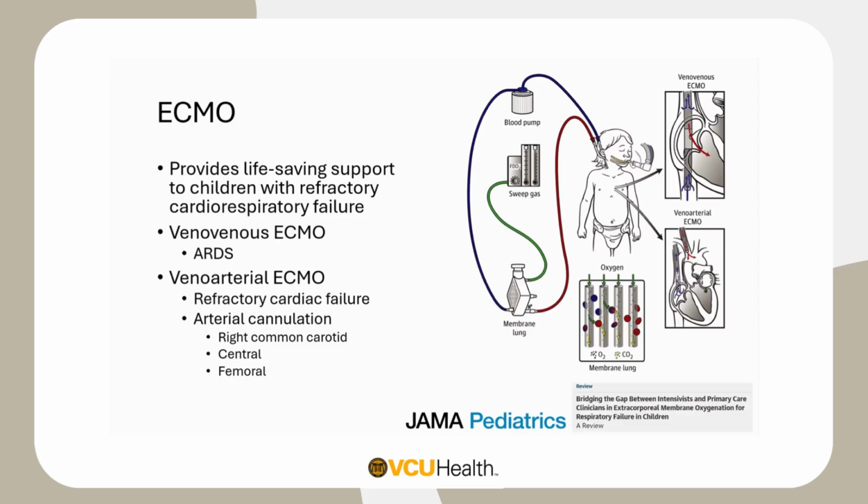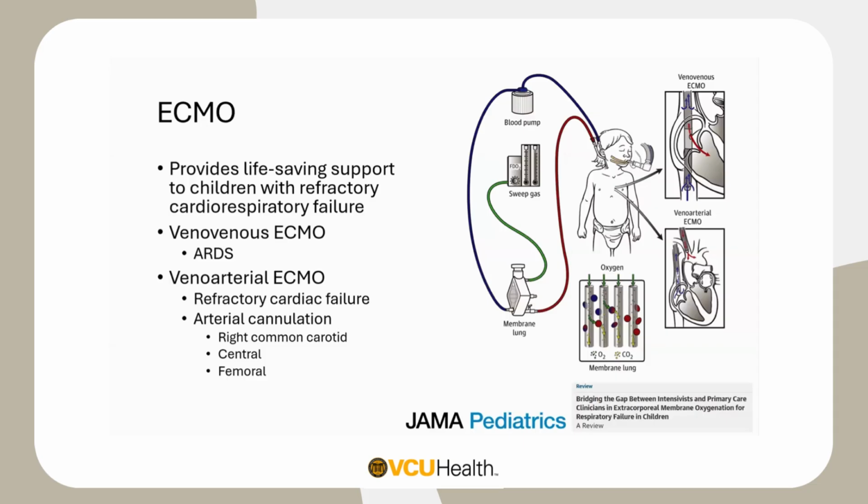This is a nice diagram from JAMA Pediatrics, showing how an ECMO circuit works. The blood pump withdraws venous blood from the child and propels it throughout the ECMO circuit. Sweep gas flows from an oxygen air blender to a membrane lung. In that membrane lung, blood surrounds hollow fibers as sweep gas is propelled through the fibers, allowing gas exchange within the blood to oxygenate it.